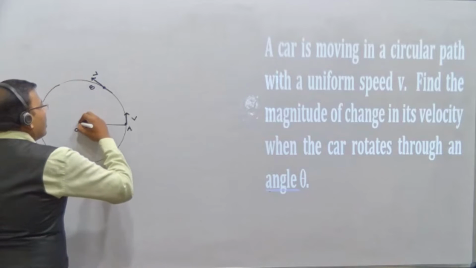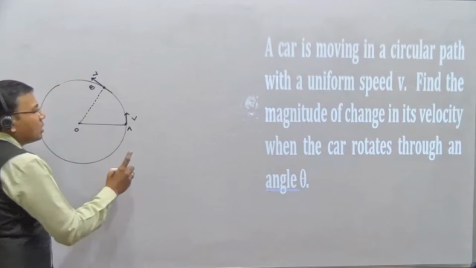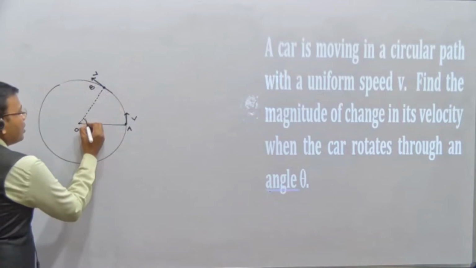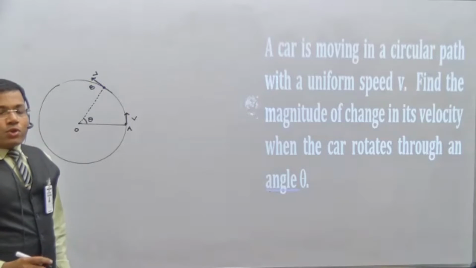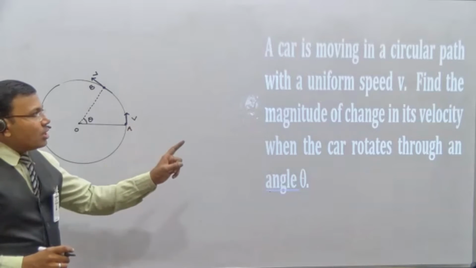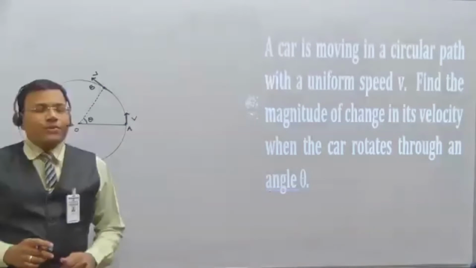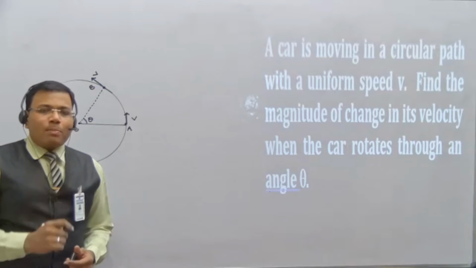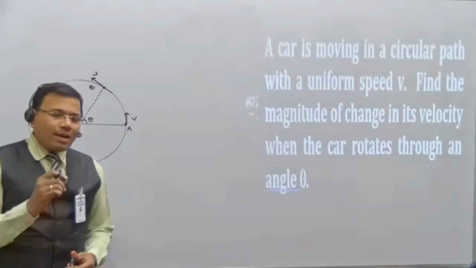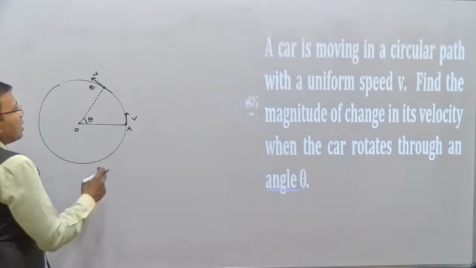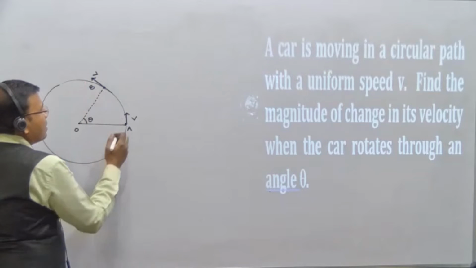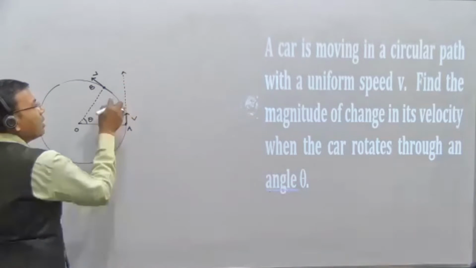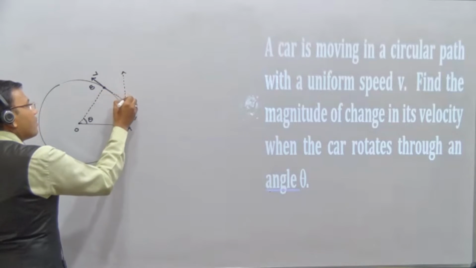If you join these points, as per the question, the angle it rotates is theta. So I take it as theta. The question says: find the magnitude of change in its velocity. How to calculate the change? That is very simple, provided you know the parallelogram law of vectors. But before going to that, let us see what is the angle between these two velocity vectors. This is the first one, and this is the second one.